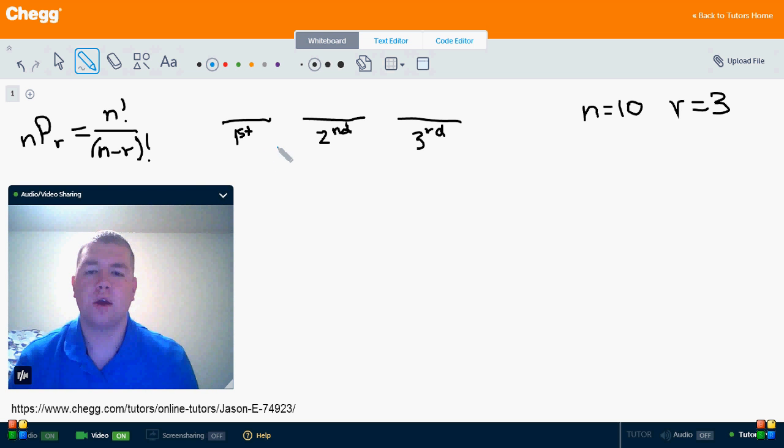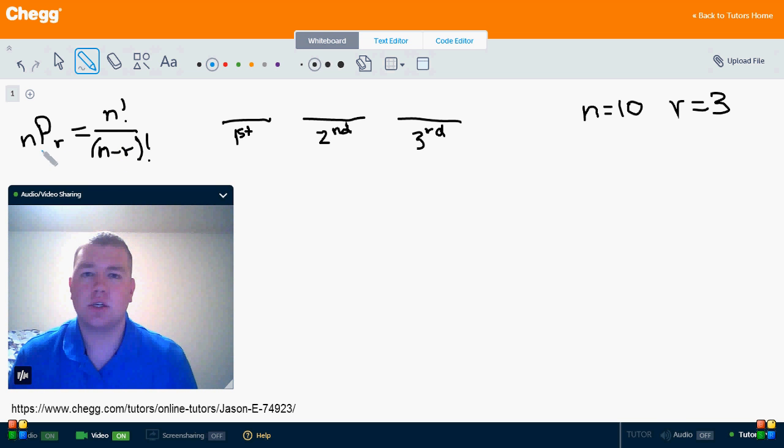So, in the race, there's going to be a first place winner, a second place winner, and a third place. Now, the order matters, obviously, because if you're second place, you're not first place. It goes first, second, third. You can't change that order. So that's the key for our permutations, is that the order matters. Otherwise, we would be dealing with combinations.